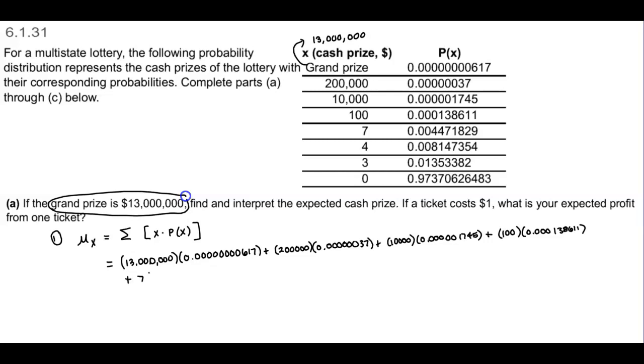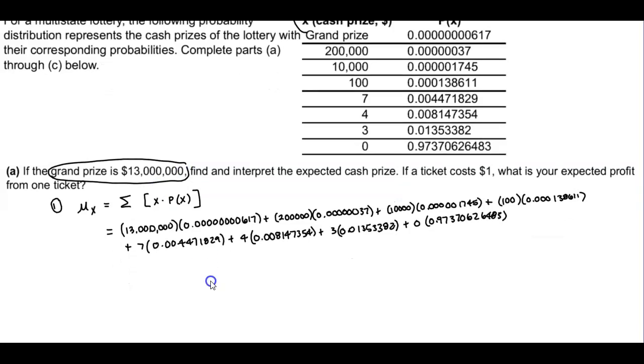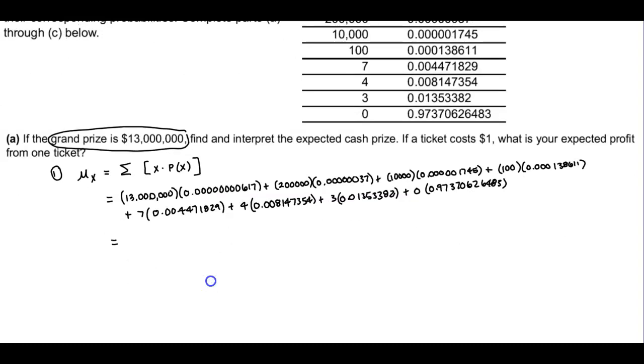And then we take 7 and multiply by that probability, plus 4 times that probability, plus 3 times that probability, and then 0 times the probability there, which is 0.97370626483. When we multiply and add them all together, what we end up getting is 29 cents. Therefore, that is the expected value.